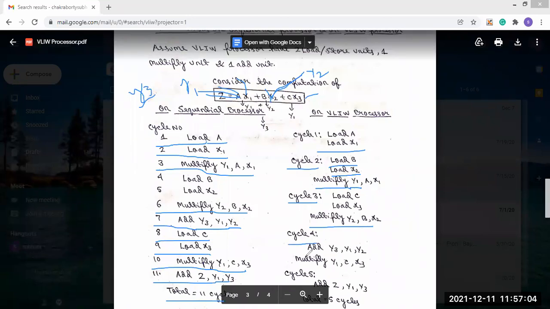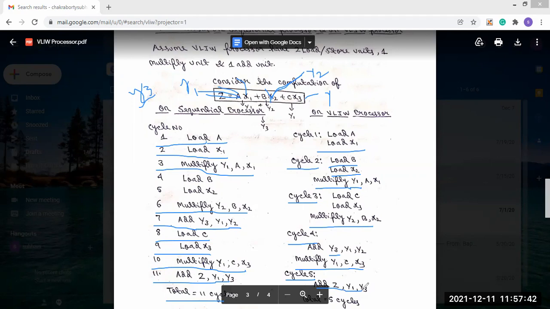And in clock cycle 4, the addition of Y1 and Y2, meaning AX1 plus BX2, gives the result, and we store it into Y3. The third operation, CX3, we load into Y1 again. So that is what we perform in clock cycle 4. And in clock cycle 5, the final operation is performed and we store the result into Z.